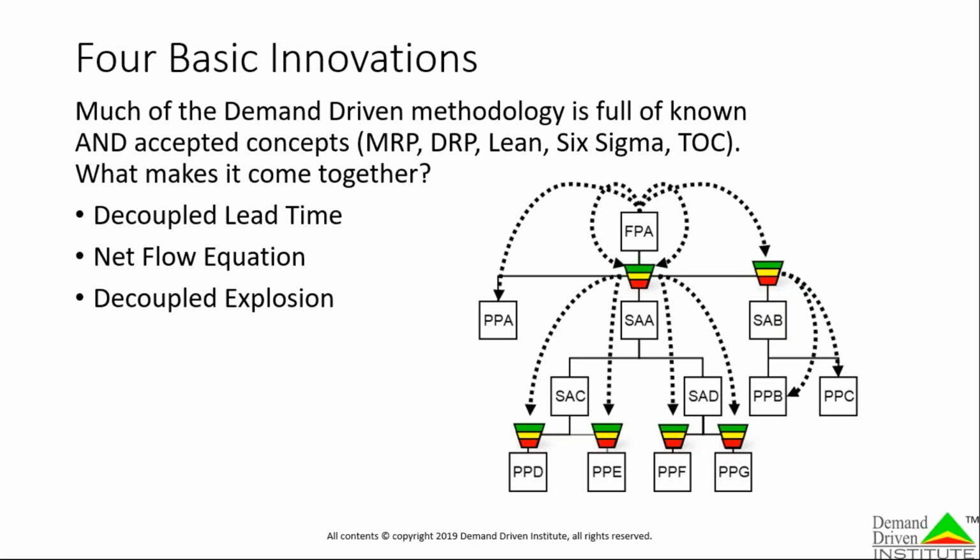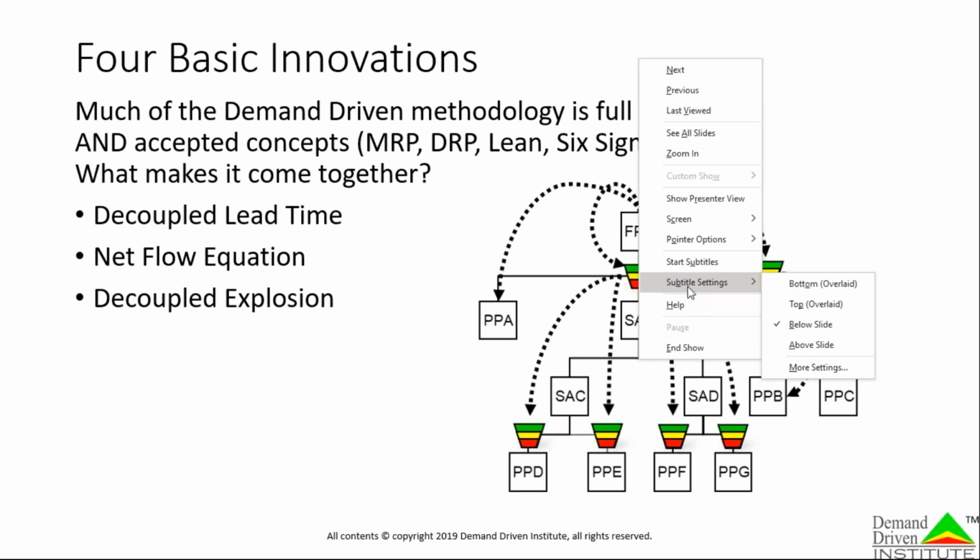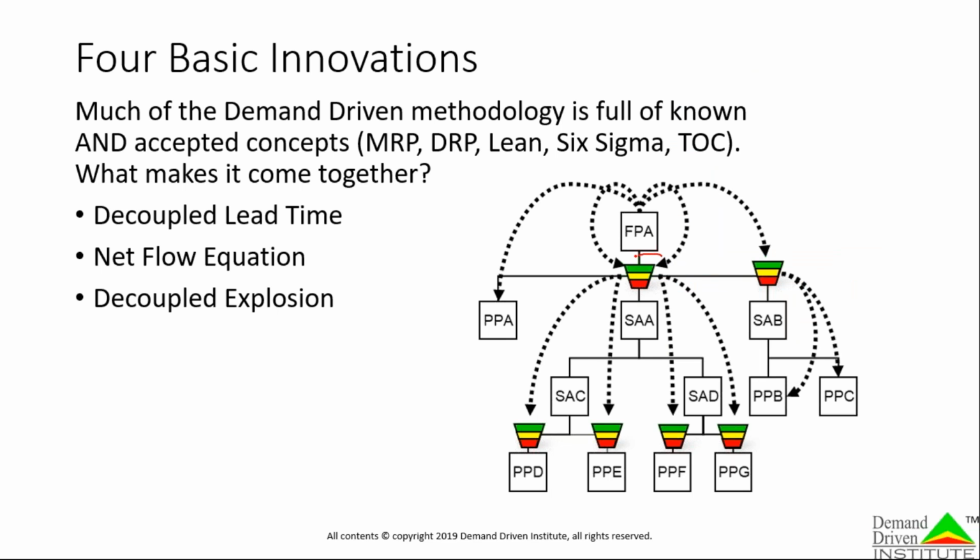We still take high-level demand and we explode it through, just like MRP. But whenever we encounter a decoupling point, and I'm going to put my little trusty pen on here, this, for instance, is a decoupling point. Wherever we encounter a decoupling point, we stop that explosion no matter what. We allow that decoupling point to independently perform its own net flow equation and determine whether it needs resupply or not.